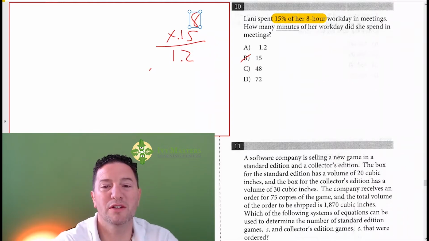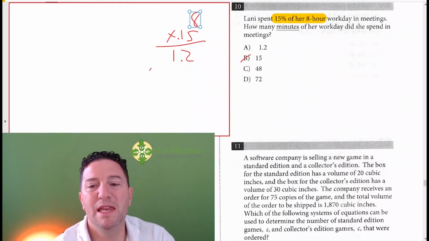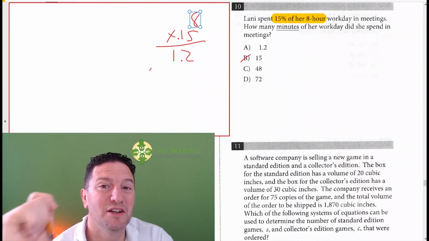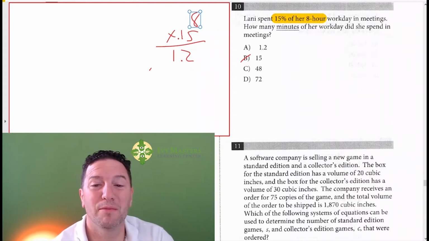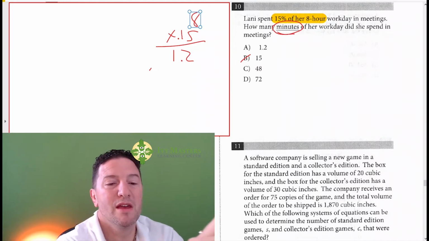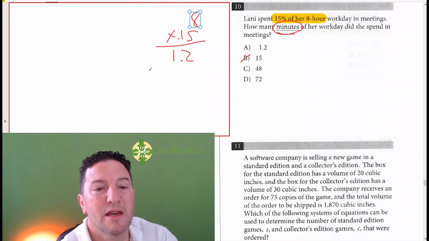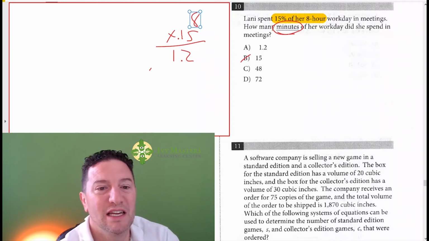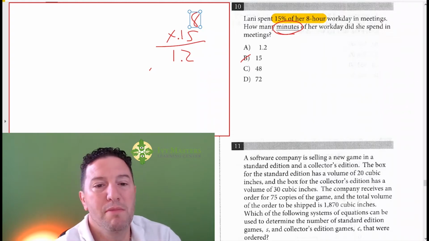So the question itself says, how many minutes of her workday did she spend in meetings? Anytime they underline something, that's their way of saying, hey, we're going to underline this and you're still going to miss it. So when they underline something, make sure you take particular note of it. If you still miss it, make sure you're circling it as well. So we need to convert to minutes. And you might know that you just have to multiply by 60 in order to convert hours to minutes.